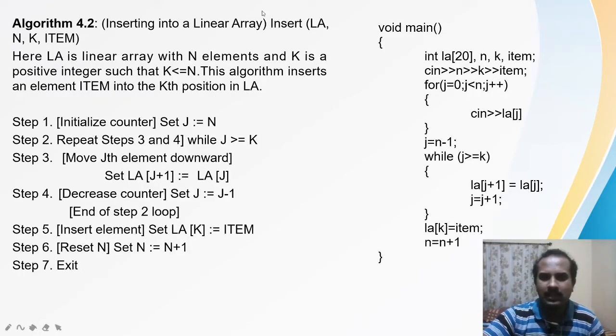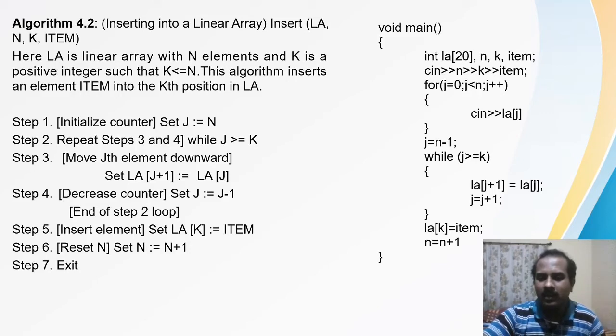Next we have the insertion. I have written the program like an exact copy of the algorithm. If you see this part, this is the initialization, the declaration part, where I am taking the n value, k value and item value, and I am also filling the values or elements into the array. Now let us come to the first step. Set j equal to n. So I am setting j equal to n minus 1. Why am I setting j equal to n minus 1?